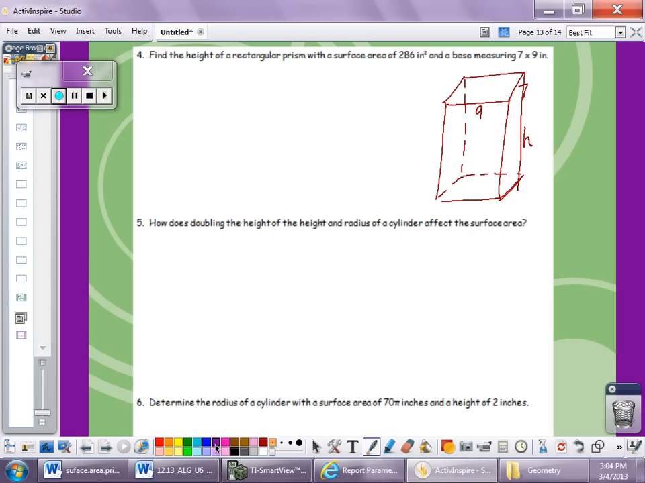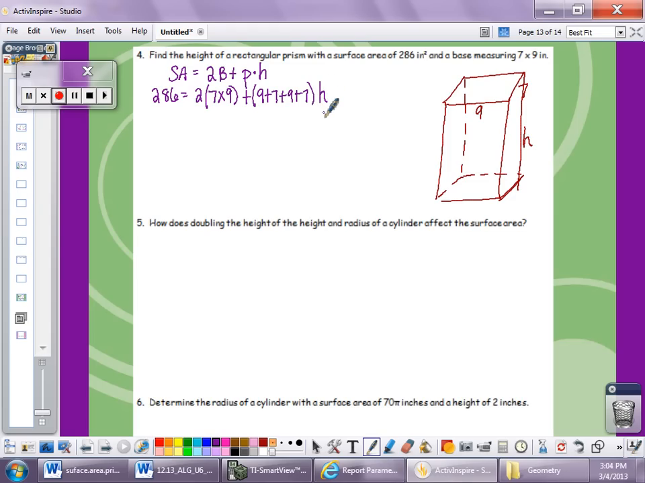I know I'm dealing with surface area, so I just start with the formula for surface area. So surface area is equal to two bases, one on the top, one on the bottom, plus the perimeter of the base times the height of the prism. So I'm going to plug in all the information that I know. My base is the length times the width, and I know that it is a 7 by 9.